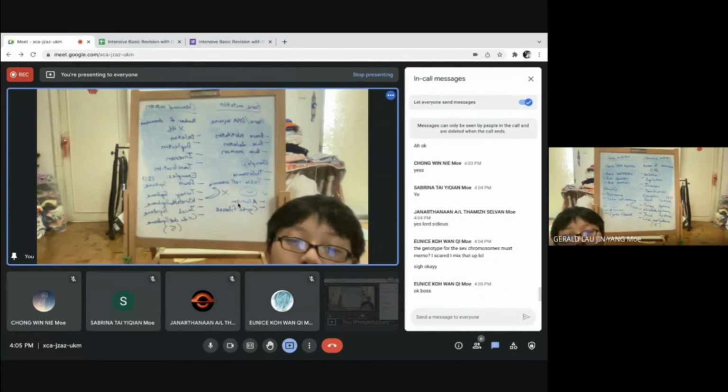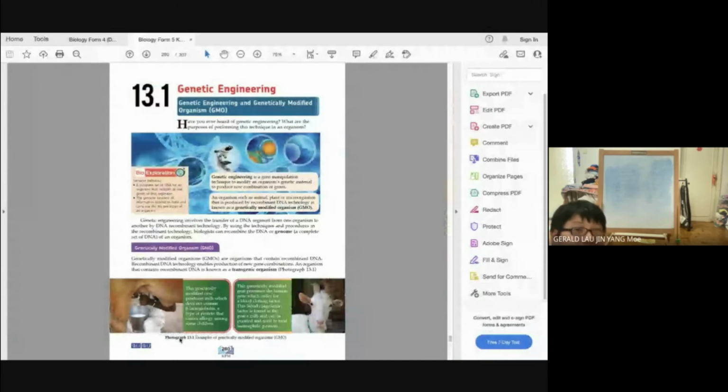Okay. Genetic engineering, you just have to read the textbook. Basically, genetic engineering is a gene manipulation technique. I modify the gene, the DNA, to get what I want. An organism that has been produced by recombinant DNA technology is known as a GMO, a genetically modified organism. And then biologists can recombine the DNA or genome to form an organism.